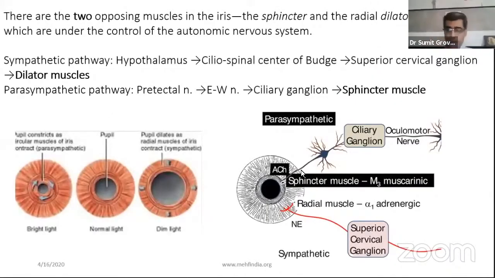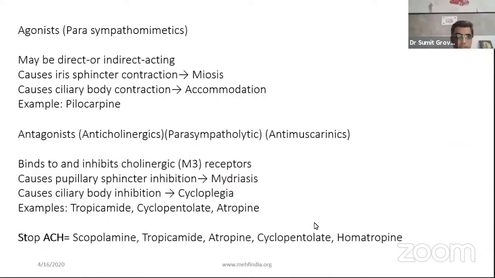Now, again, I told you that we'll again come to this diagram. And the reason is I want you to revise that the parasympathetic nervous system has acetylcholine M3 receptors, and sympathetic has adrenergic receptors, and the neurotransmitter is noradrenaline. And we have agonist drugs, parasympathomimetic drugs, which cause sphincter contraction, causing miosis. An example is pilocarpine. Antagonists are anticholinergics, parasympatholytics, also called anti-muscarinics. There are three names. They bind to these M3 receptors, cause pupillary sphincter inhibition, and cause mydriasis. They cause ciliary body inhibition, leading to cycloplegia. Examples are tropicamide, cyclopentolate, and atropine.